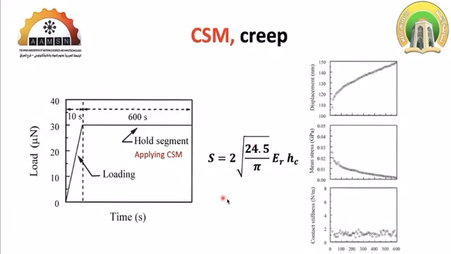So the mathematical equation that is used to do so is here for your information. We are using this mathematical equation to define the hardness. The contact stiffness is already defined from the outcomes of the constant stiffness measurement. Okay.